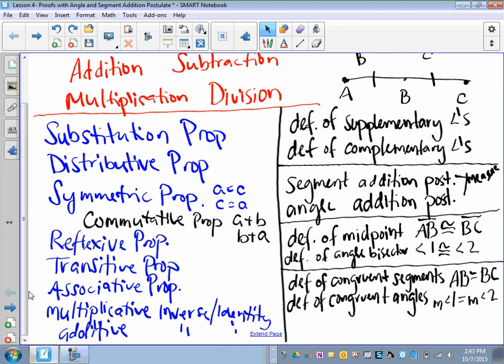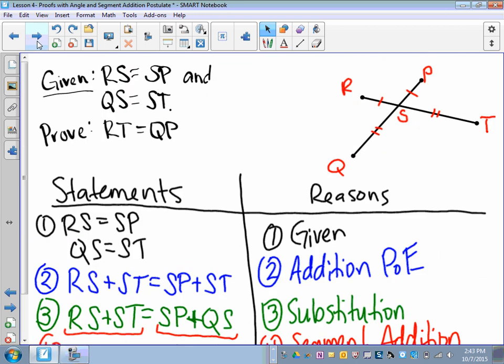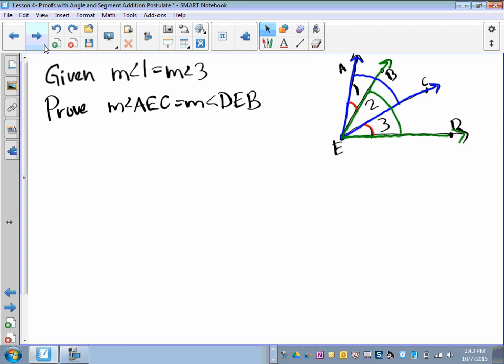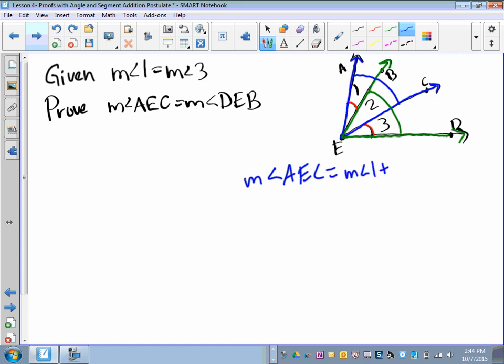So what can we even use from here then? Angle addition postulate, probably definition of congruent angles if needed. So we're probably going to be using that again, and then our algebraic properties. So let's think through it. Again, this is just my brainstorming here. I know that the measure of AEC is equal to the measure of angle 1 plus the measure of angle 2. And I can do the same thing with BED. The measure of angle BED is equal to the measure of angle 2 plus the measure of angle 3.